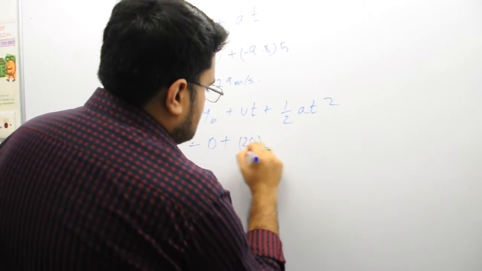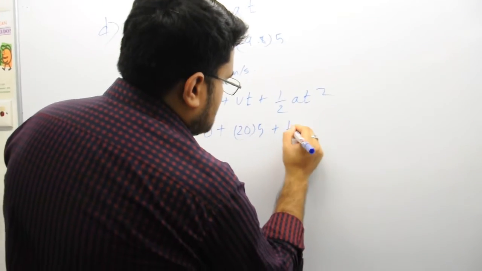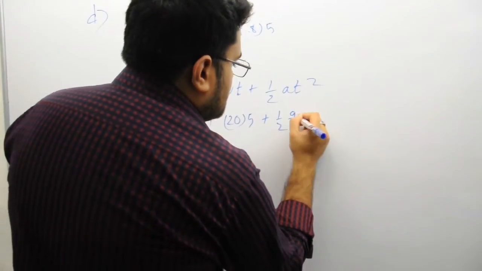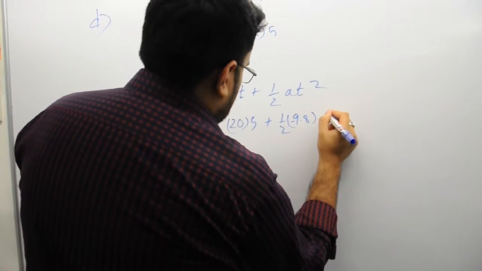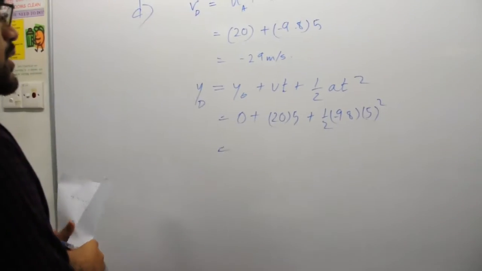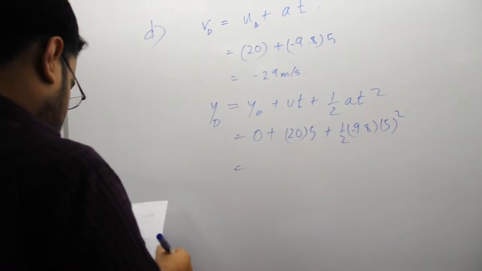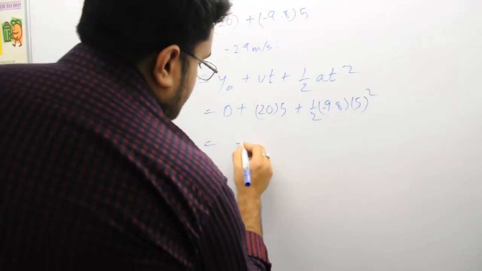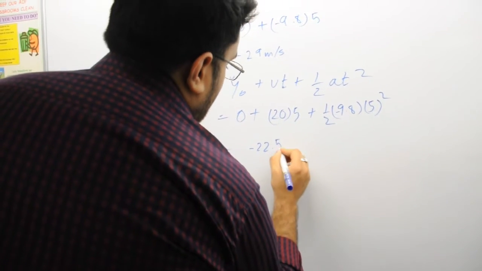25 plus half times negative 9.8 times 5 whole squared. So after calculation, the value that we find is negative 22.5 meters.